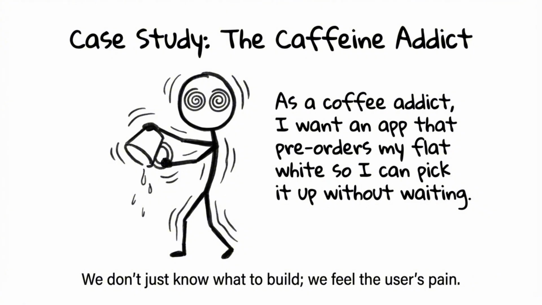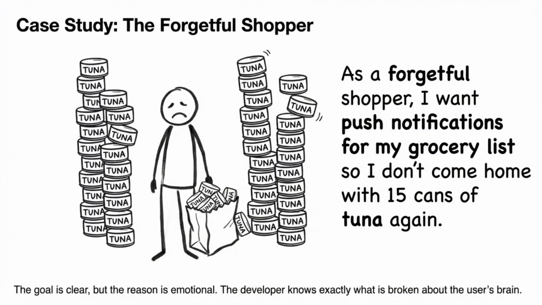Moving on to slide 5, we've got the caffeine addict. I mean, just look at him, the spirals in the eyes, the constant shaking. He's desperate for that flat white, but he just can't deal with waiting in line. The point is, we don't just build features. We really feel that user's pain. Like we've actually been there. We totally get it.